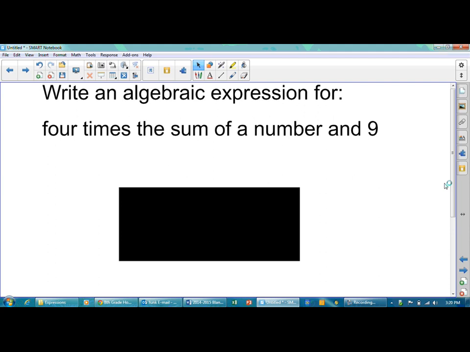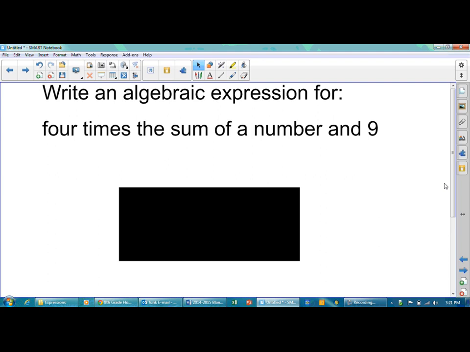Okay. Now this one's a little different. It's a trick question. Give it a shot. See what you get. See if you get the same answer as I do. Okay, write an algebraic expression for 4 times the sum of a number and 9.